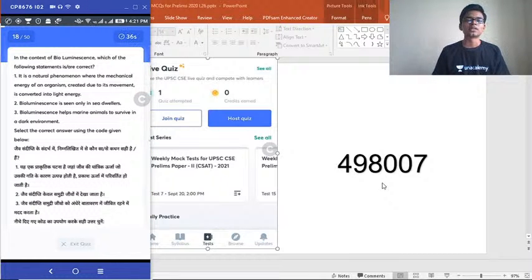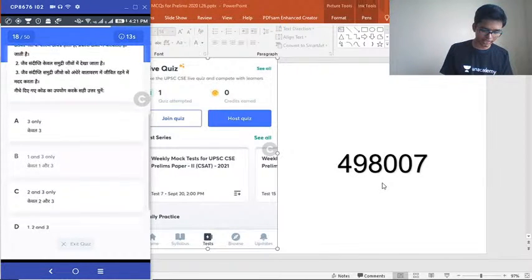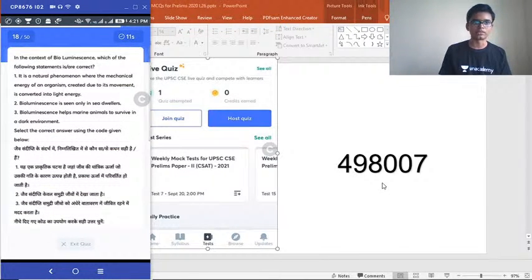Question 18. In the context of bioluminescence, which of the following statements is or are correct? It is a natural phenomenon where the mechanical energy of an organism created due to its movement is converted to light energy. Bioluminescence is seen only in sea dwellers. Bioluminescence helps marine animals to survive in a dark environment. Select the correct answer using the code given. 3 only, 1 and 3, 2 and 3, 1, 2 and 3.